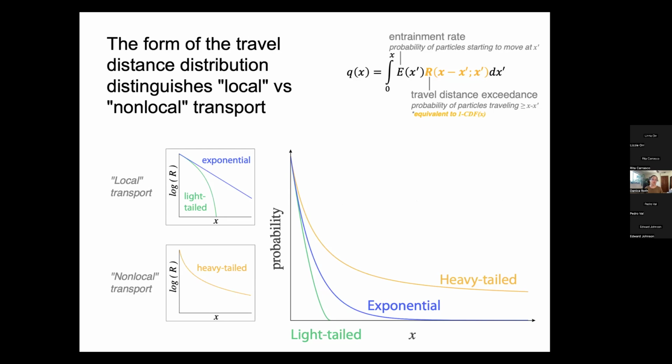So historically, people have applied local flux laws to cases where we can assume short, light-tailed travel distances, and then have used a suite of other non-local models to describe fluxes with longer travel distances that we can assume have heavy tails.